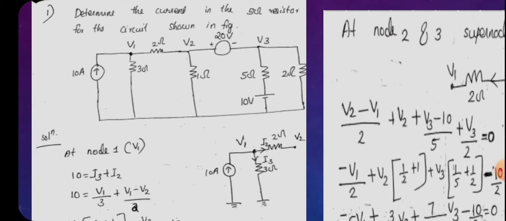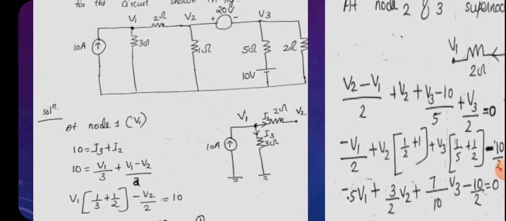First of all, we have to draw node 1. There are 3 nodes, marked in the question itself. So for node V1, you can draw the diagram V1. What are all the branches connected to node 1? 10 ampere source, 3 ohm and 2 ohm.